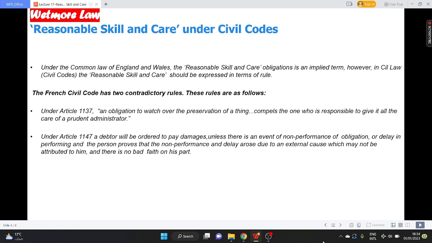Under Article 1147, a debtor will be ordered to pay damages in the event of non-performance of the obligation or delay in performing, unless the person proves that the non-performance or delay arose due to an external cause which may not be attributed to him, and there is no bad faith on his part.